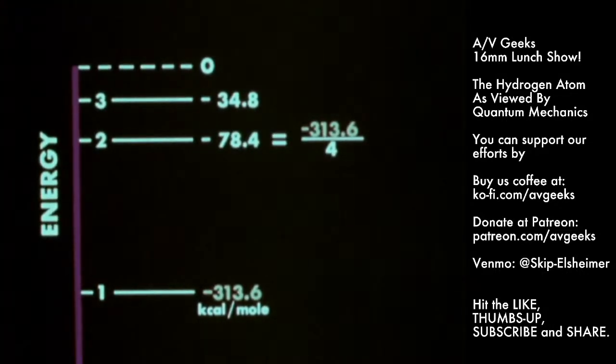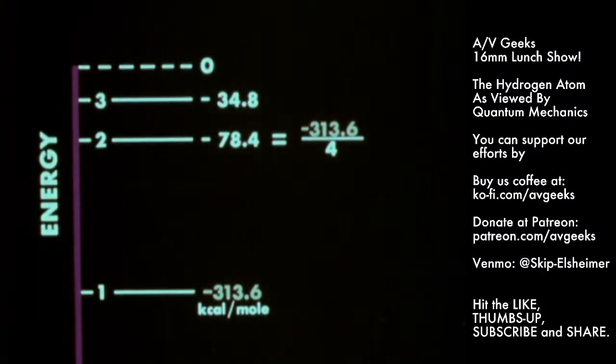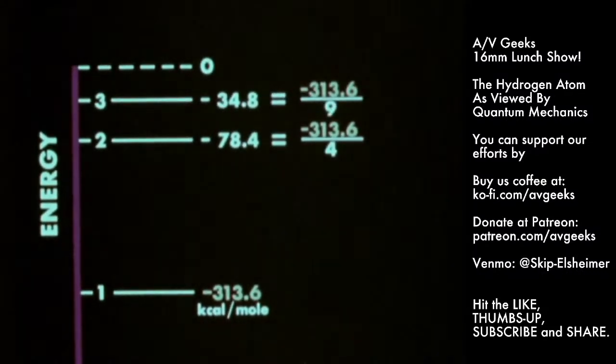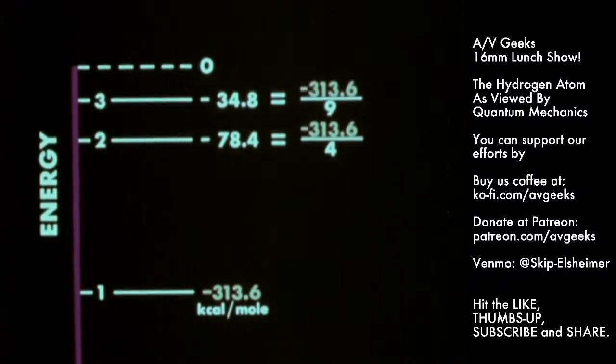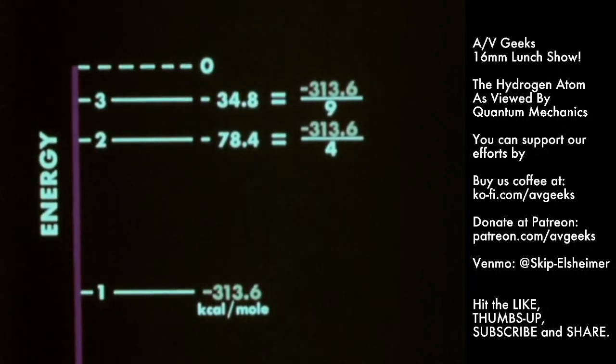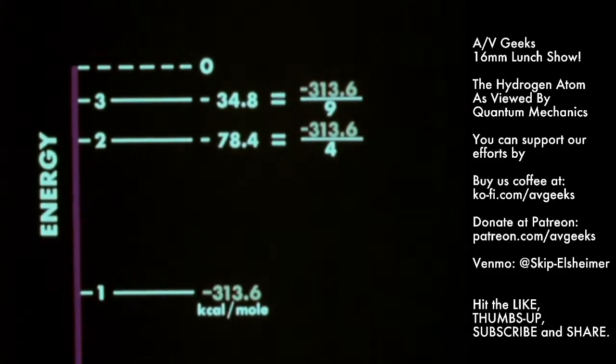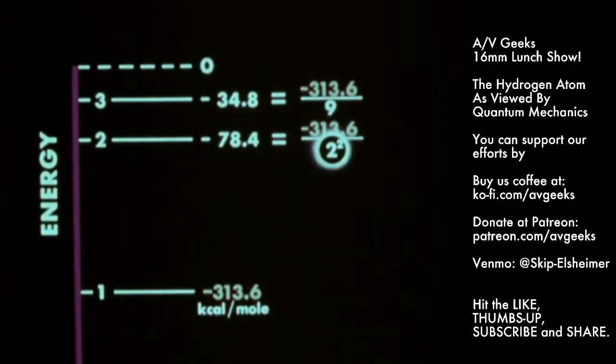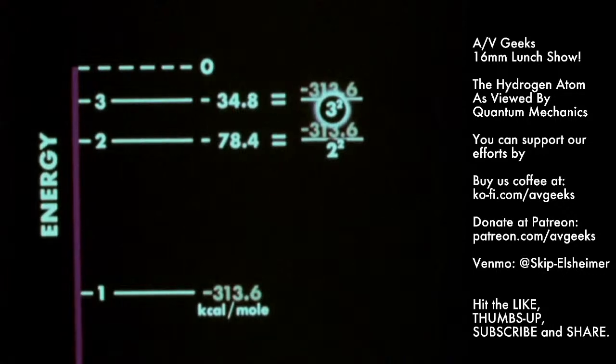78.4 is just 1/4 of 313.6, and 34.8 is just 1/9 of 313.6. These numbers are most conveniently recognized as 313.6 divided by the square of an integer. Thus, 4 is 2 squared, 9 is 3 squared.